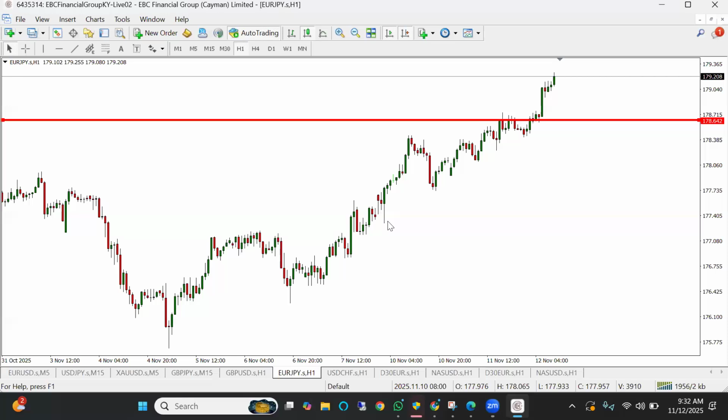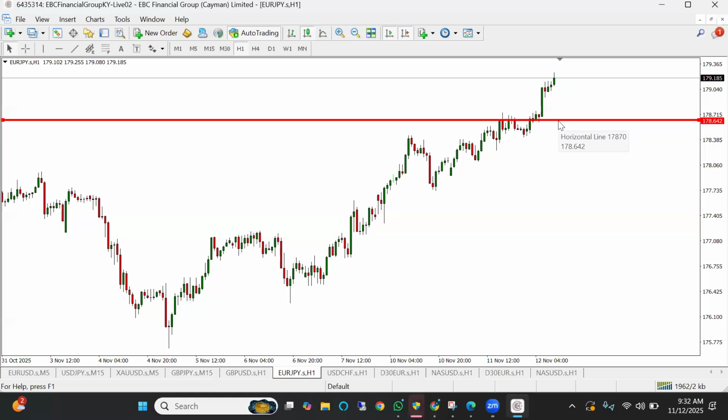So my advice is let's stay out of Euro JPY for now until we see price retracing to maybe 178.624 and then giving us a very good continuation pattern or a bullish candle. And then we can enter the trade. Our stop loss just below here, 10 pips or 15 pips, a very tight stop loss. And then we can actually ride the trend back to the upside.